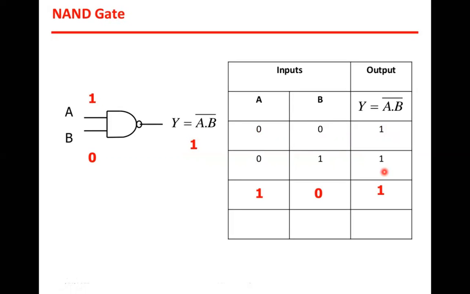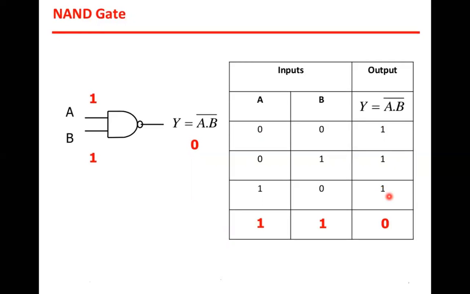Now, 1 and 0 are given as input. 1 dot 0 is 0. Zero's complement is 1. So this is the output. The third is 1 and 1. Let's see what happens with 1 and 1. So the input is 1 and 1. 1 dot 1 is 1. 1's complement is 0. So for 1 and 1, the output is 0. So this is the truth table for a NAND gate.